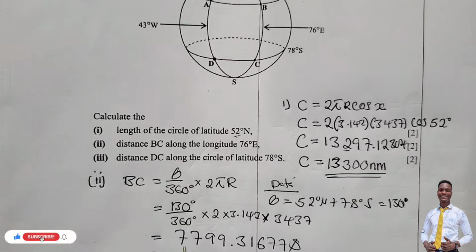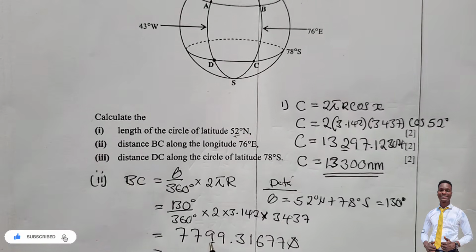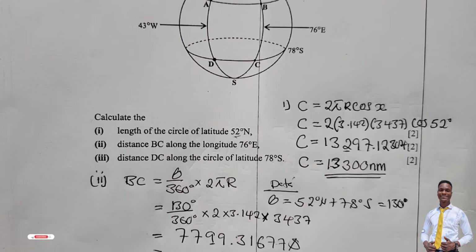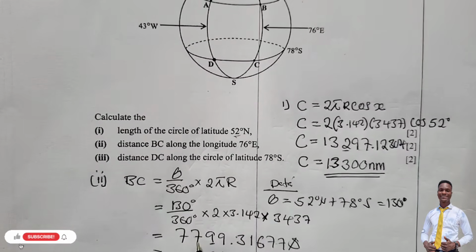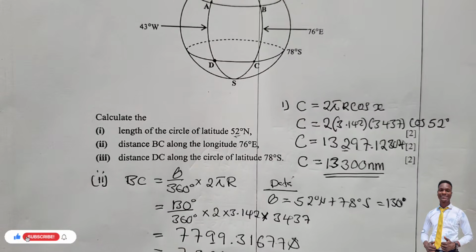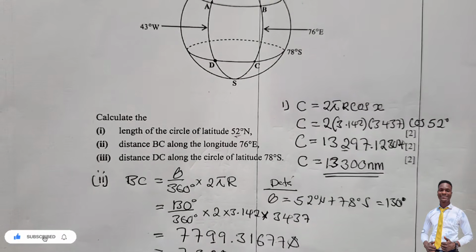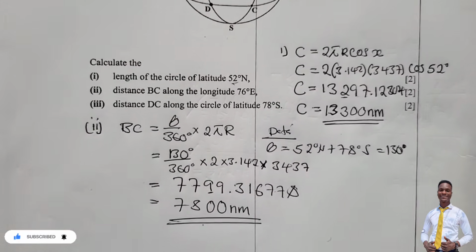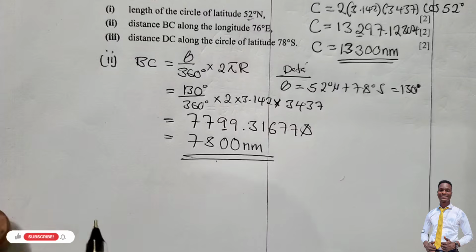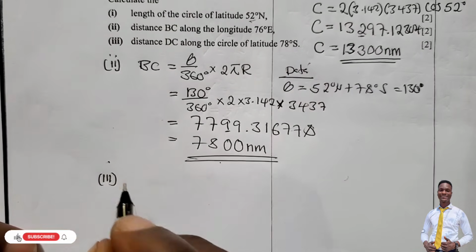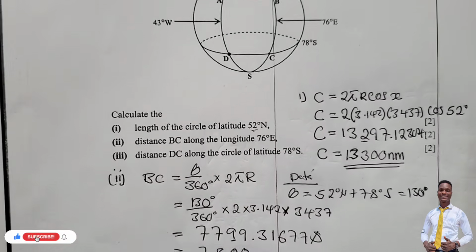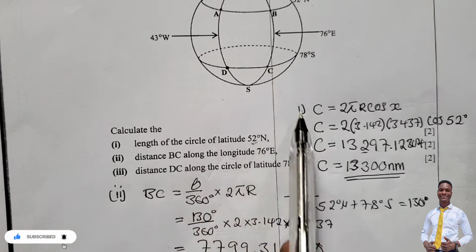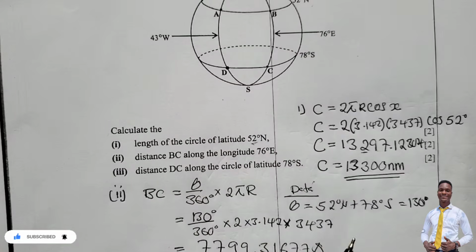So we have 1, 2, 3. Check. This one becomes 0, this one also becomes 0. We add 1 to this one, so it becomes 8, and this remains as 7. So 7,800 nautical miles. This is the answer. It's as simple as this. Then the third and last question is saying calculate the distance DC along the circle of latitude 78 degrees south.